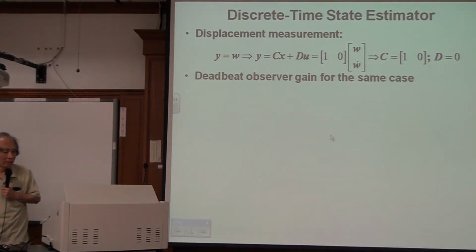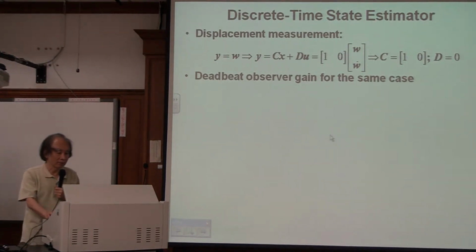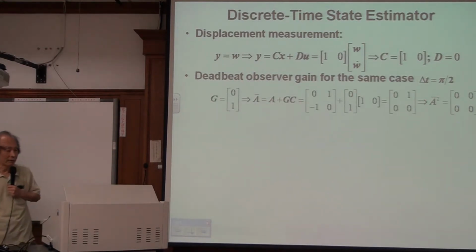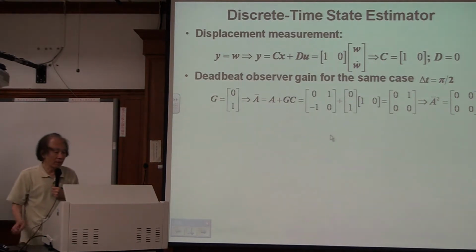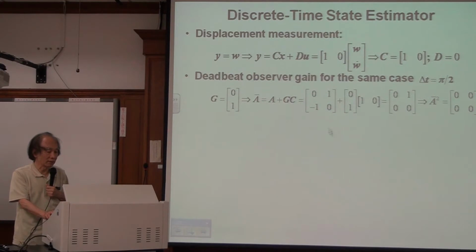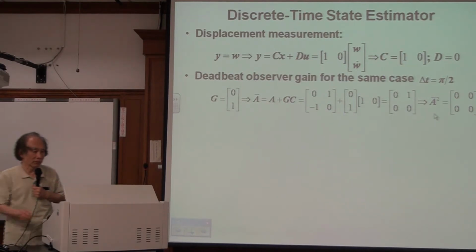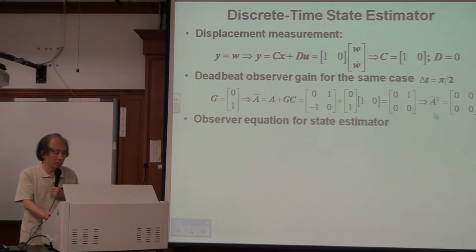There's a deadbeat observer gain for the same case, with delta t equal to 1 and g equal to 0, 1. Then we have A bar equal to A plus GC, and A bar squared equal to 0, 0, 0, 0. So we have a state estimator problem here.